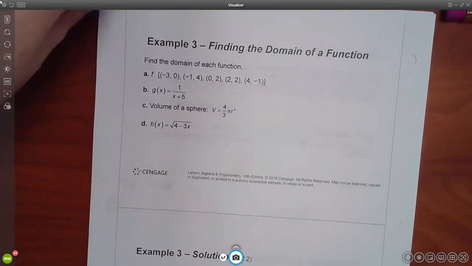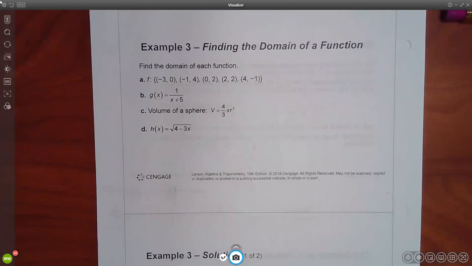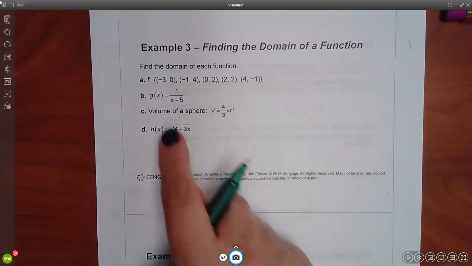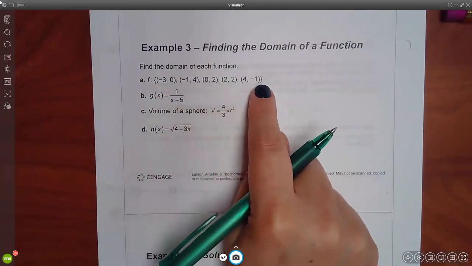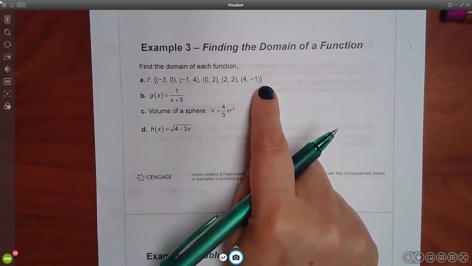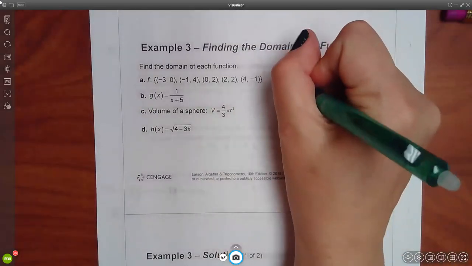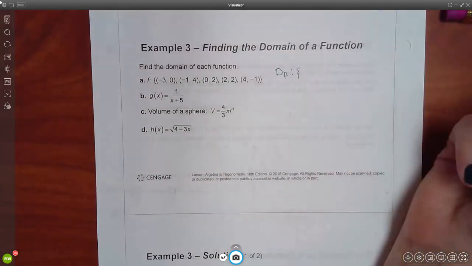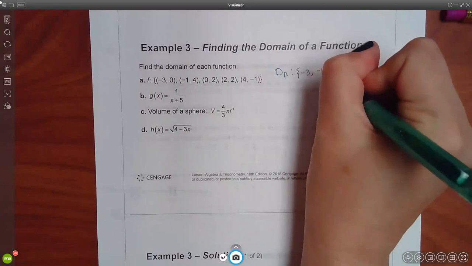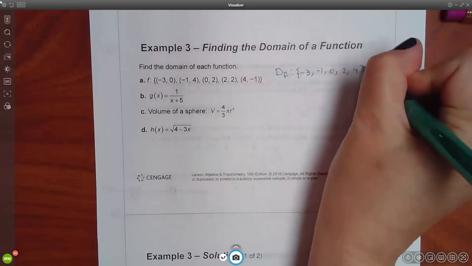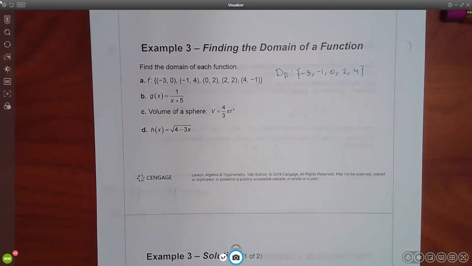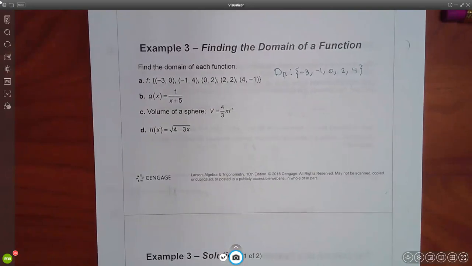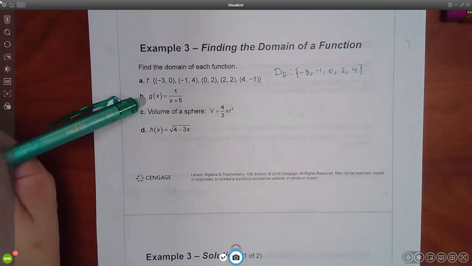So here, they want us to tell them the domain of each problem. Domain means the set of inputs. So if you have a list, it's very obvious what all the inputs are, right? Are the inputs the x values or the y values? X values. So when they ask me to write my domain of f, I'm just going to write the list of numbers. Negative 3, negative 1, 0, 2, and 4. Are those all the x values? So that's the domain.